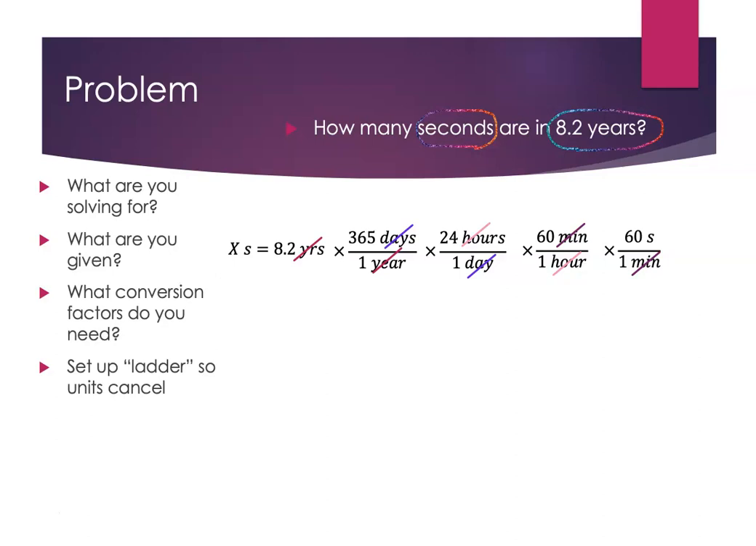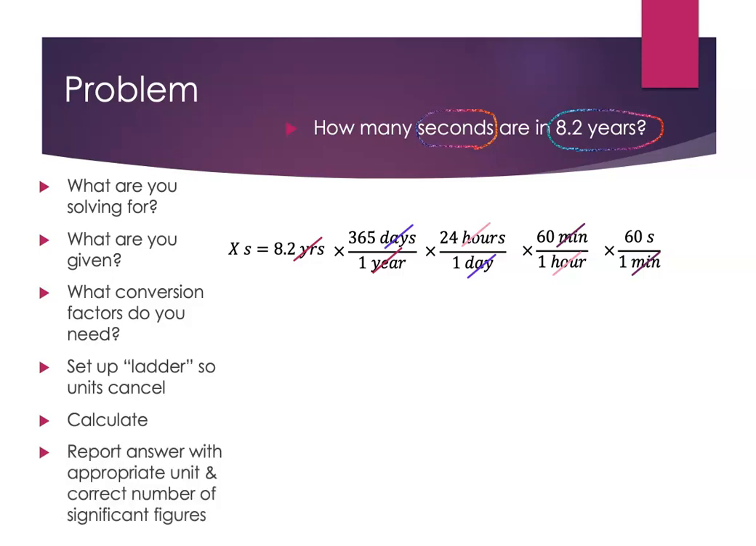All right. And now I can get out my calculator and do this. So I need to do 8.2 times 365 times 24 times 60 times 60. Turns out in this particular problem, all the denominators are 1. So I really just need to multiply. So I'll get out my calculator and I will write that down. All right. And I do want to make sure that my answer is reported with the correct number of significant figures, which should be 2. I had 8.2 years with 2 sig figs, so my answer should have 2 sig figs, and my units will be seconds. So I do that, and I get 2.6 times 10 to the 8th seconds.